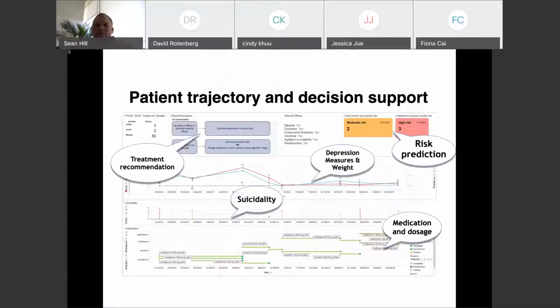And this is an example of a decision support tool that's been developed, co-designed with the clinic to show an individual patient's trajectory over time, over multiple visits, to show their PHQ-9 measure, their risk scores and medication and weight, and so on, so that at a glance, a clinician can get a view on each individual patient's history and trajectory, and use that to better inform the treatment.